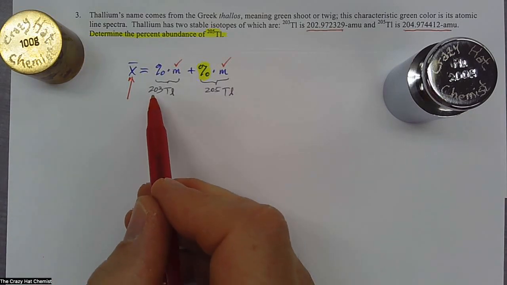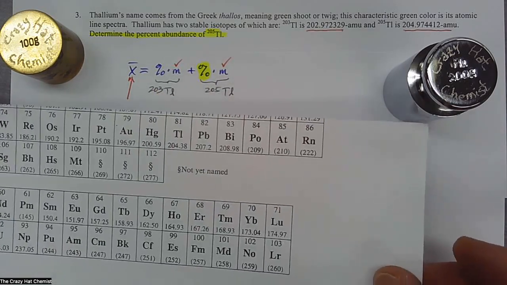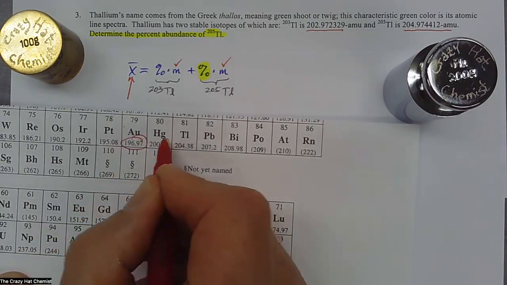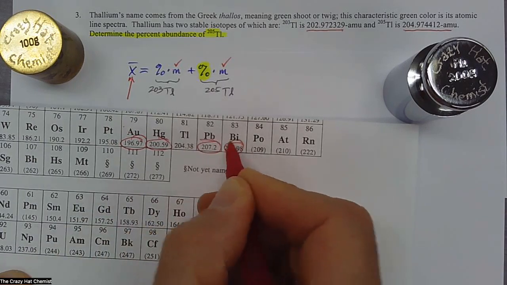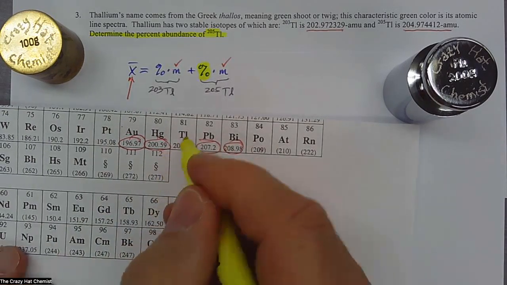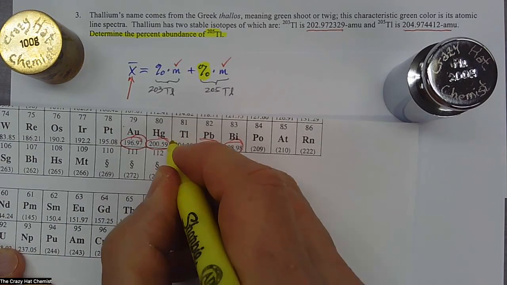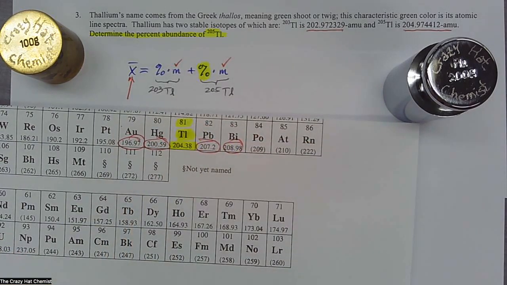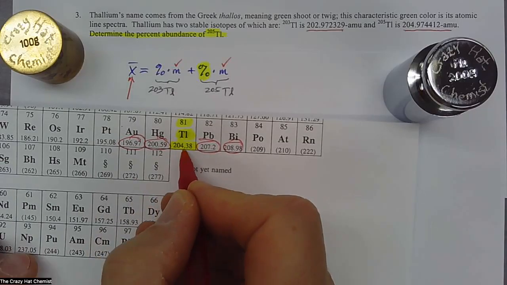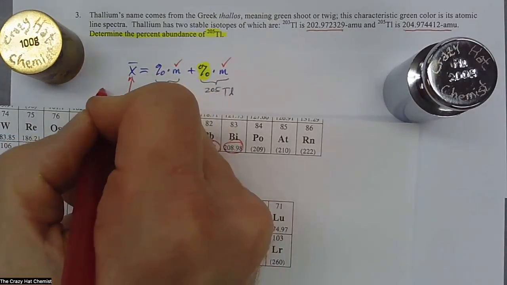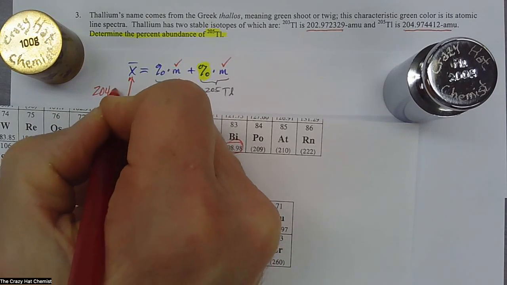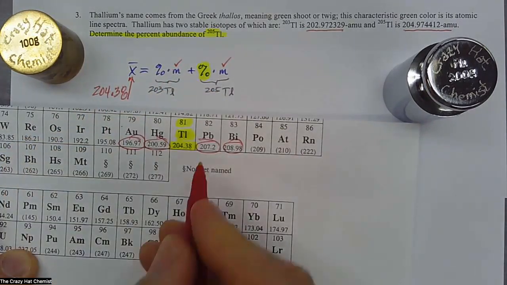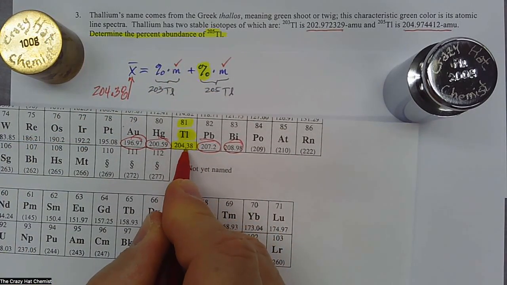So we are looking for average masses between 203 and 205 approximately. And that should highlight it for us on the periodic table. And here we are, right there. And there is thallium. Its atomic number is 81. So the average mass is 204.38. So this number here is 204.38, and that is the average atomic mass of the two naturally occurring isotopes of thallium.